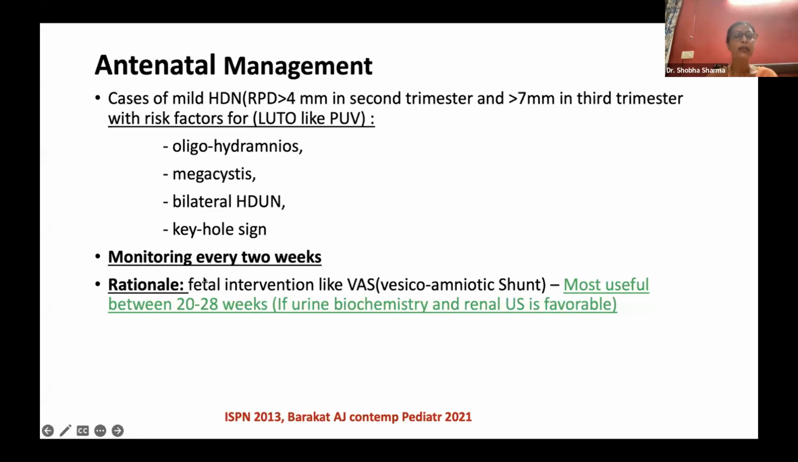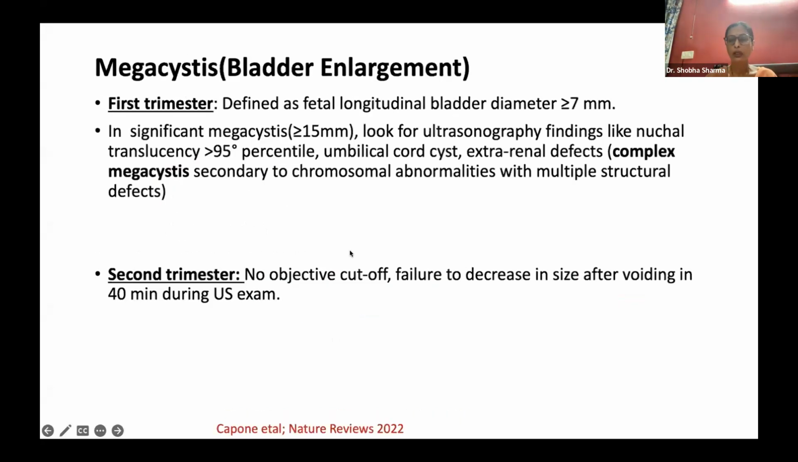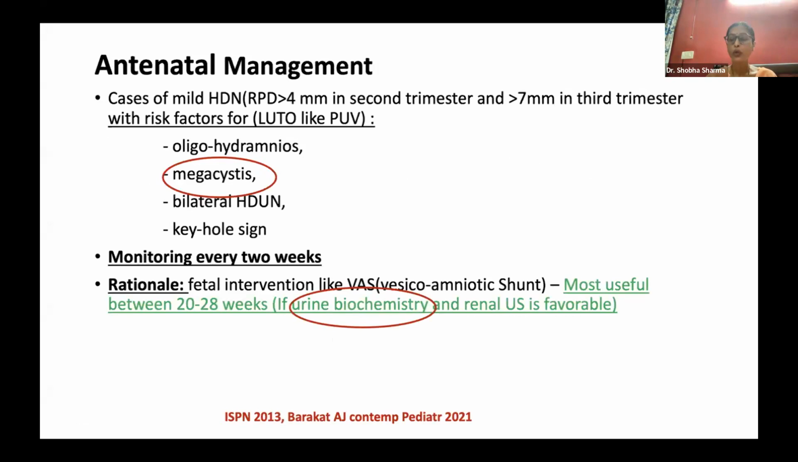Why is it done? The rationale behind this is that these are probably the cases which may go for, with one-to-one patient discussion, and may benefit from antenatal fetal intervention like bladder decompression surgeries, such as vesico-amniotic shunt. And for this intervention, the ideal time is usually between 20 to 28 weeks. So if we follow these patients very frequently, we'll be able to know, with the help of favorable urinary biochemistry and favorable ultrasound points, whether these patients will benefit from the antenatal surgery. So we do not want to miss these cases, and therefore more frequent monitoring is required.